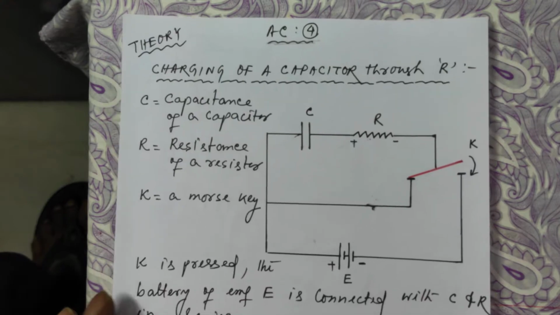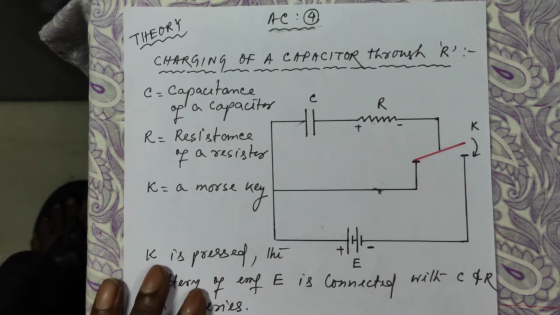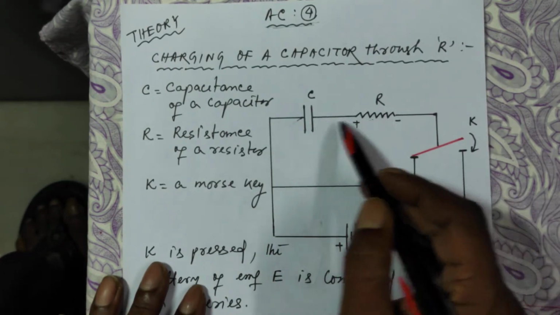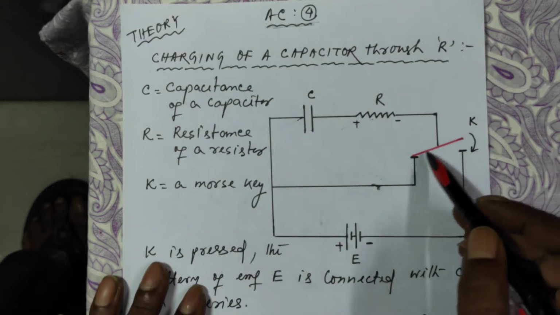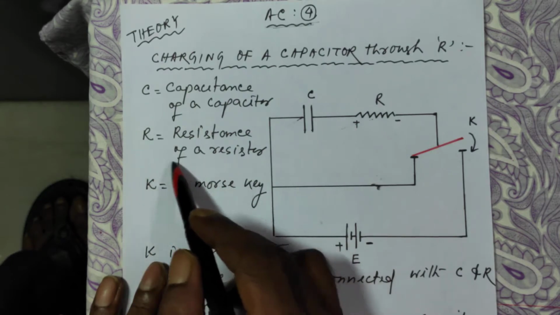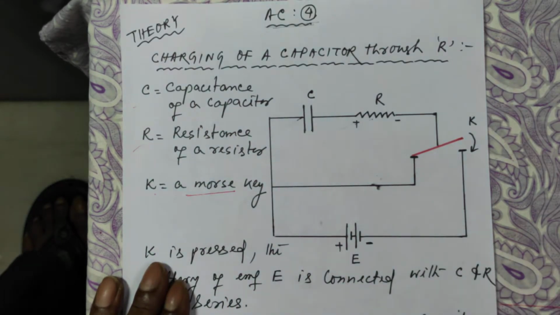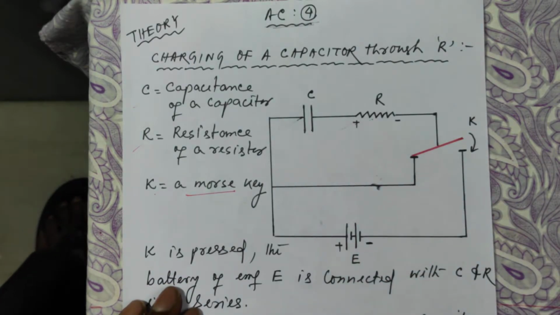Now, similarly in this case, instead of an inductor, we have a capacitor. We have a capacitor and a resistor connected in series. Here is a source of EMF. Here is a key. C is the capacitance of the capacitor. R is the resistance of the resistor. K is a Morse key. And E is the source of EMF, a battery having EMF E.